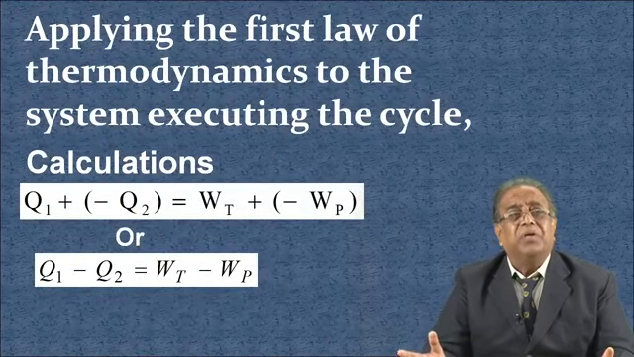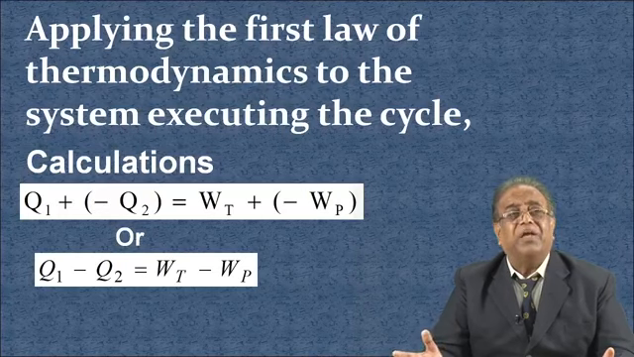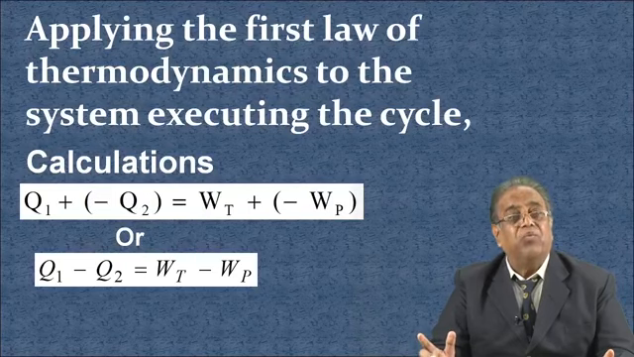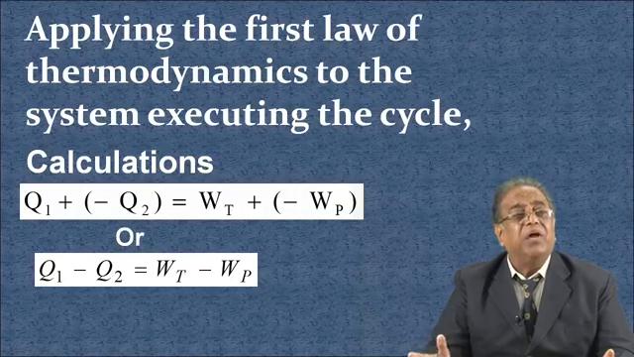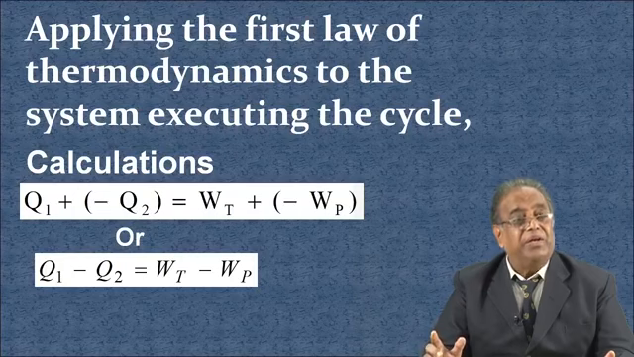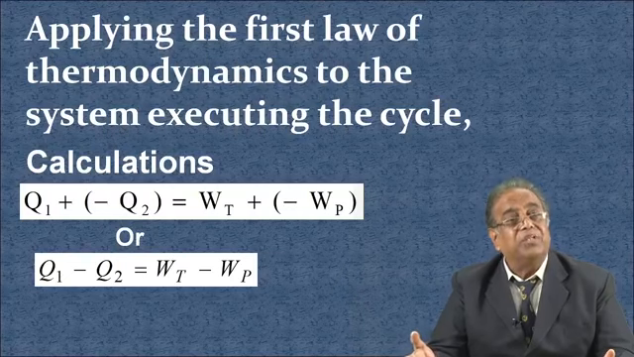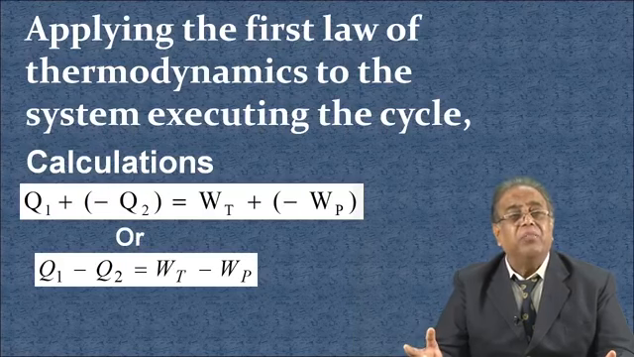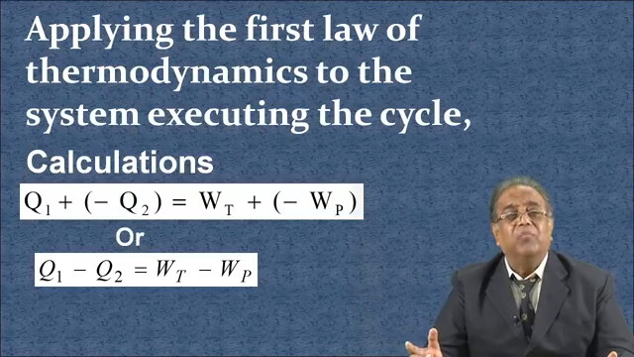Applying the first law of thermodynamics to the system executing the cycle, we can write Q1 plus (minus Q2) is equal to WT plus (minus WP). Here Q1, since it is input to the system, is considered positive. Q2 is heat given out from the system, that's why it is considered negative by sign convention. WT is the work done by the system, so it is positive. WP is work done onto the system, that's why it is negative. So we get Q1 minus Q2 is equal to WT minus WP.